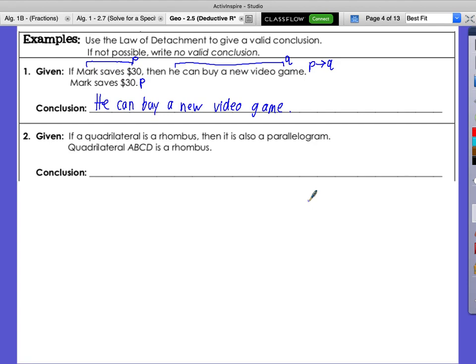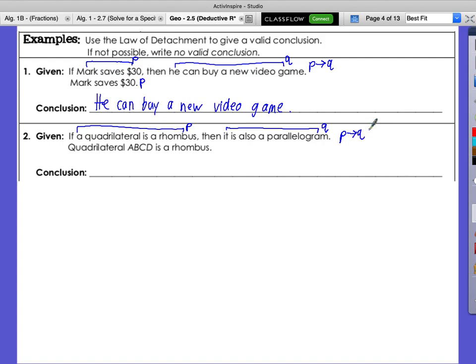If a quadrilateral is a rhombus, then it is also a parallelogram. Let's look at this first line of information we're given. A quadrilateral is a rhombus. What is that? The hypothesis, our P. Then it is also a parallelogram is our conclusion, our Q. So we're given our conditional statement, if P then Q.